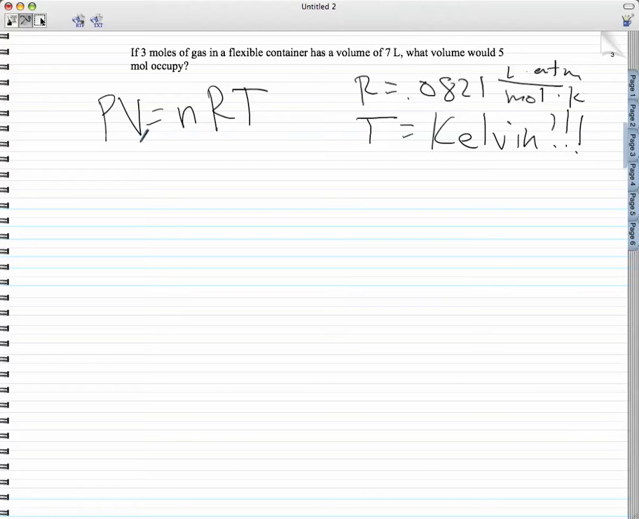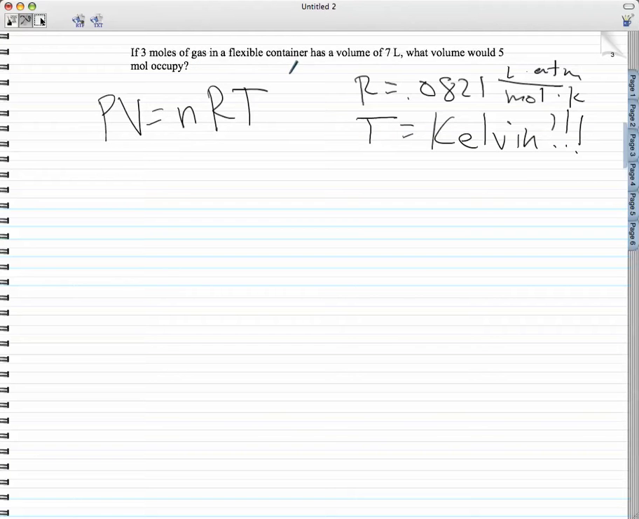Okay, so in a lot of these problems, if you're given all the variables except one, you can just rearrange this equation and calculate the final variable. In a problem like this, we just have two variables. We have moles and we have volume. And so the other variables, other than the two that are given, are all going to be constant. So R is always going to be constant. Two variables are going to be kept constant. So in this case, we're assuming that temperature is constant, and we're assuming that pressure is constant.